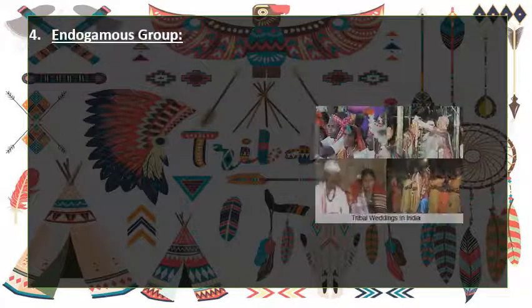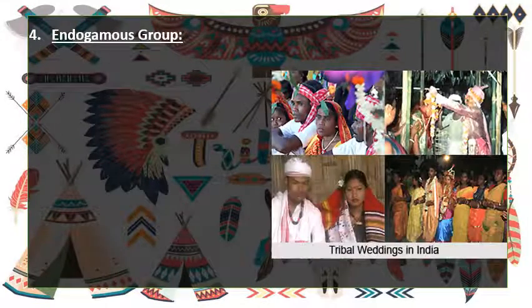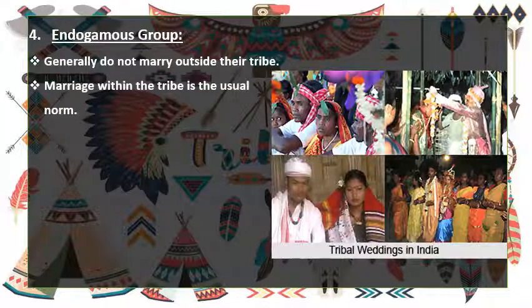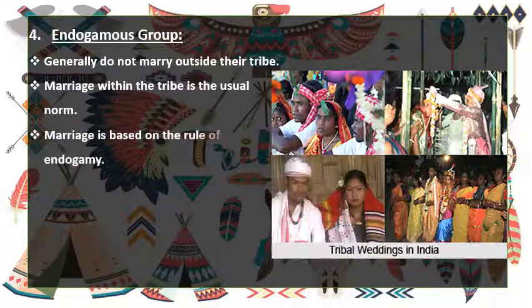Fourth characteristic is endogamous group. Endogamy is a rule of marriage where an individual marries within the group. Tribal community is an endogamous group. They generally do not marry outside their tribe. Marriage within the tribe is the usual norm. Marriage is based on the rule of tribal endogamy.